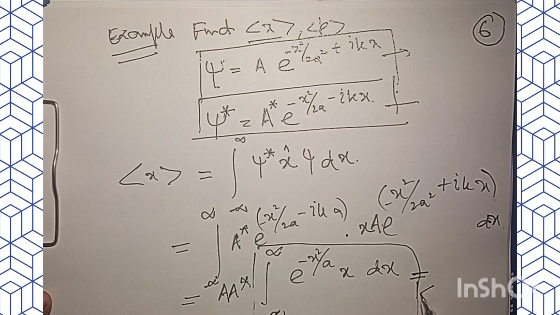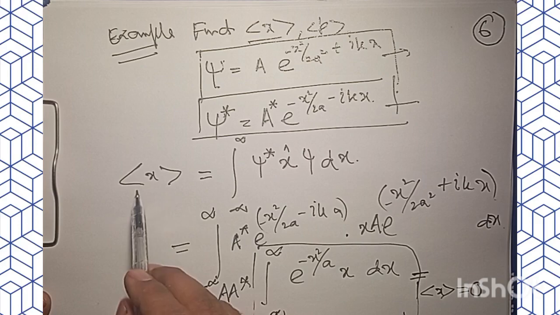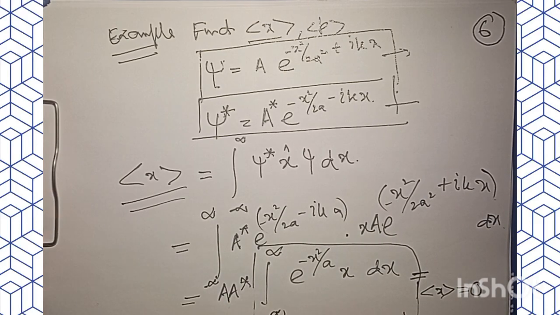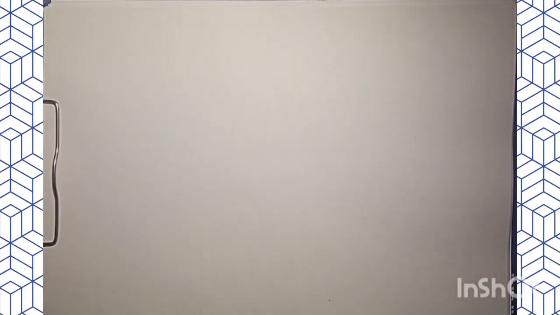So what I get is that the expectation value for the position for the given wave function is equal to 0. We understand that at infinity, the value of the wave function is going to be 0, either on the plus side or on the minus side, and that argument can be used here. So the expectation value for the position comes out to be 0. That's why this integral will yield us the 0 result.